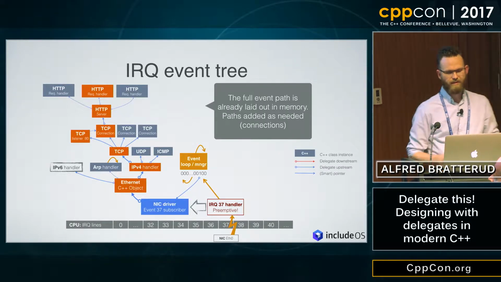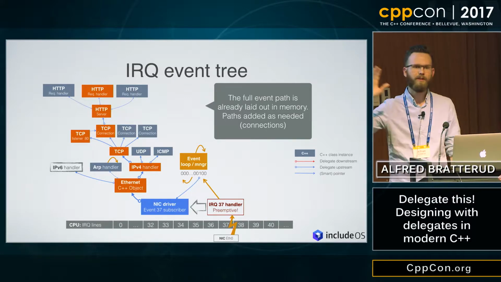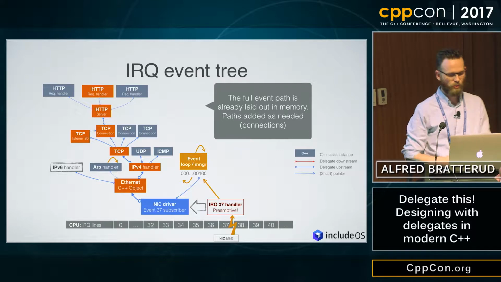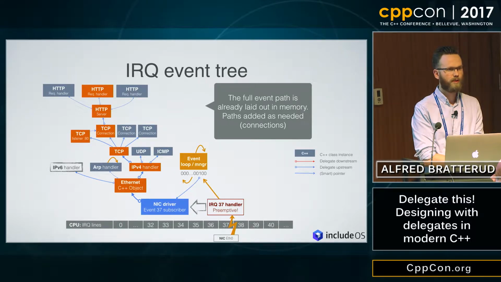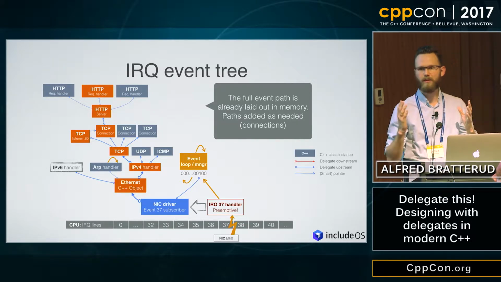So this is the event tree. This is actually showing a graphic representation of the wiring I showed you in code. So this shows you how all of these protocol objects are connected together using delegates. And remember that I can rewire these anytime during runtime.